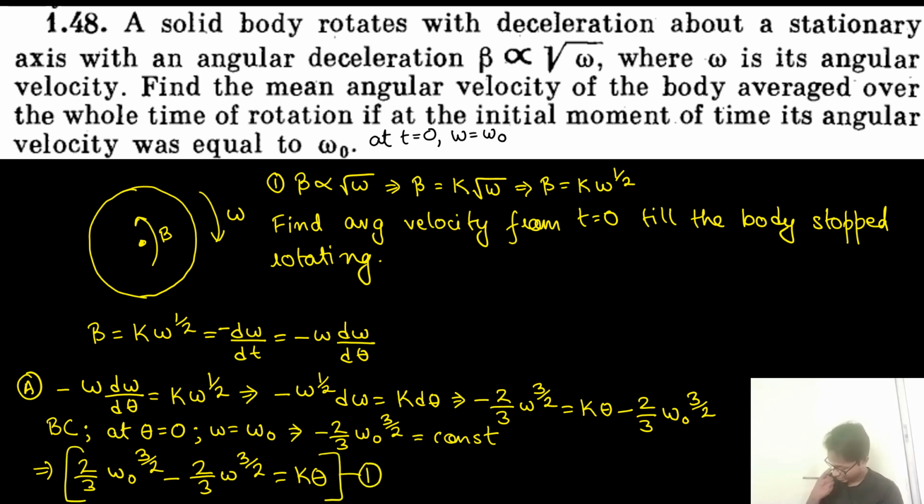Now the question was saying, find the average velocity from t equals 0 till the time the body stops rotating. So what is the formula for average angular velocity? What is the formula for average velocity?